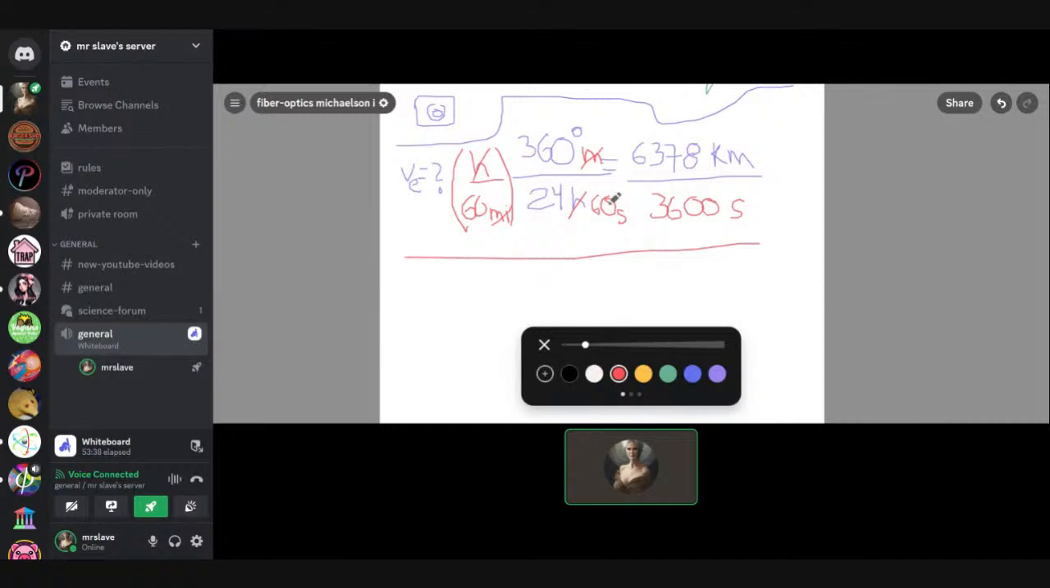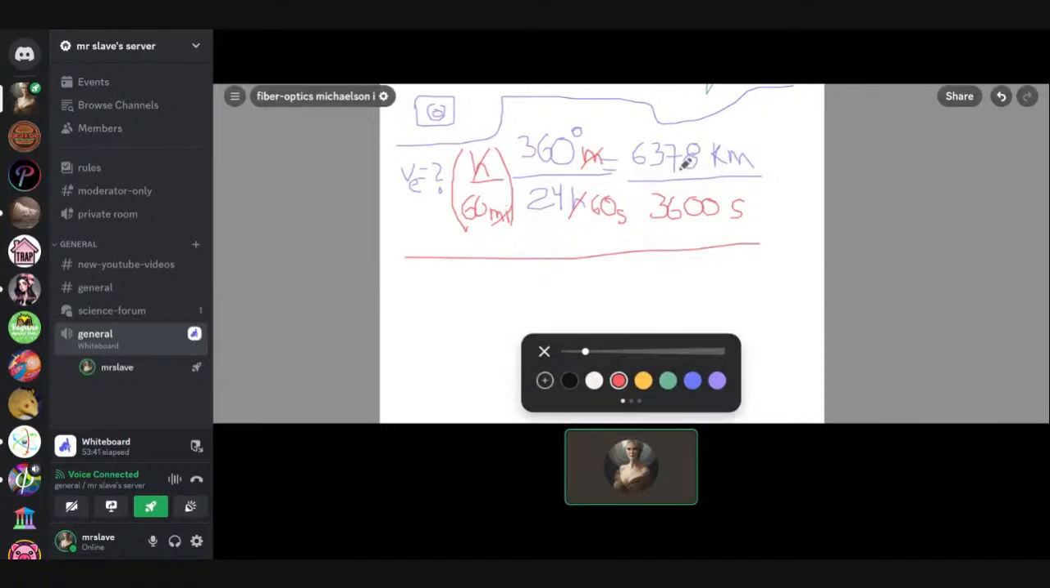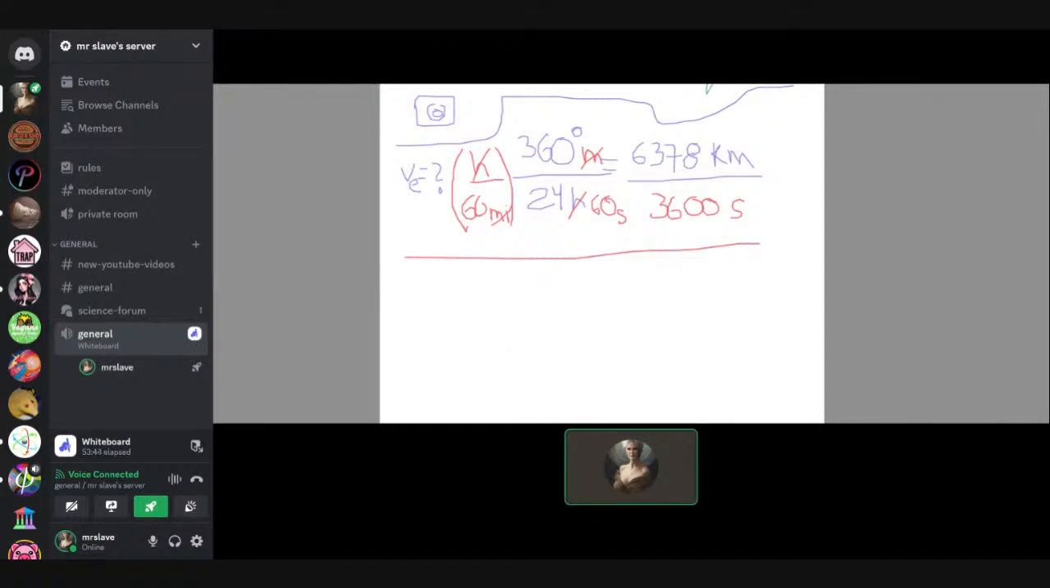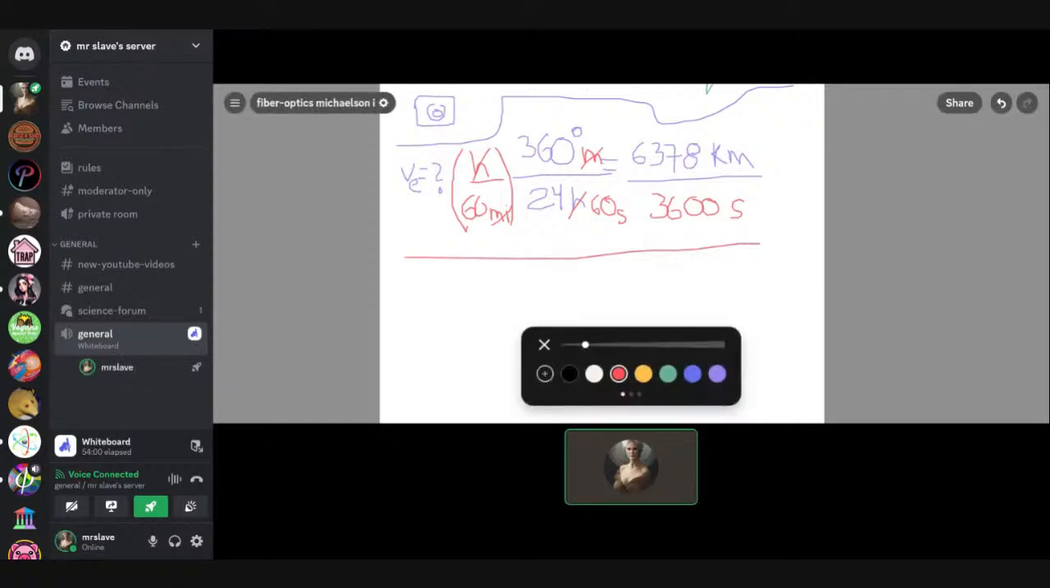Okay, so we said 6378,000, so it's about 6 million. 6 million meters. Did you know that? The radius is 6 million meters. Oh wait, that's the radius. No, we need the circumference. The circumference is that times 2 pi. It's 2 pi r. So 2 pi r gives you the circumference.